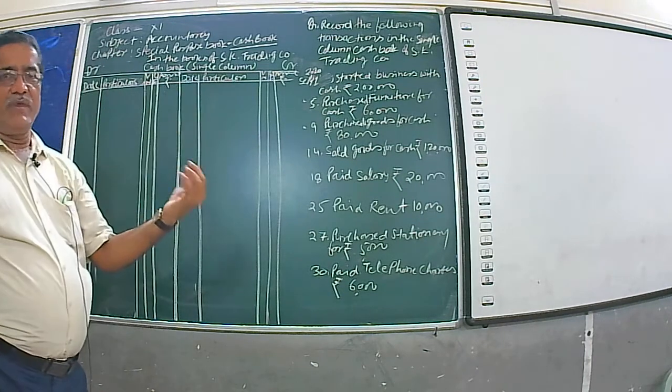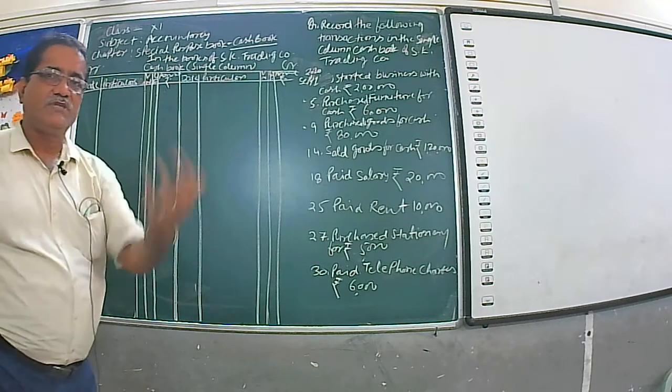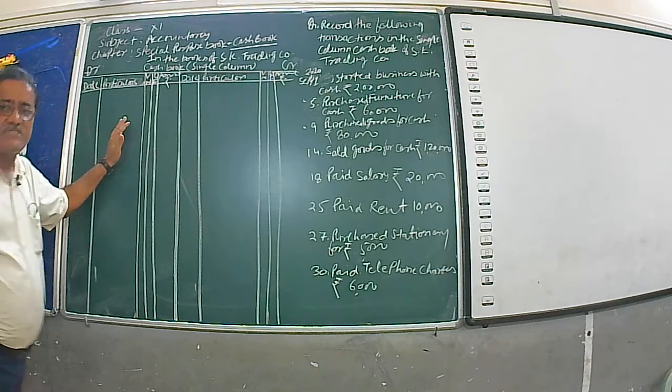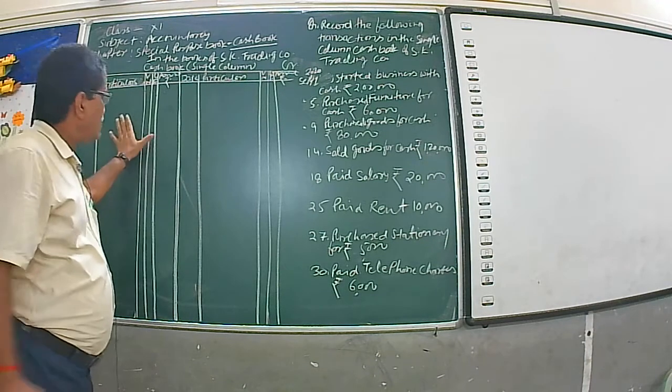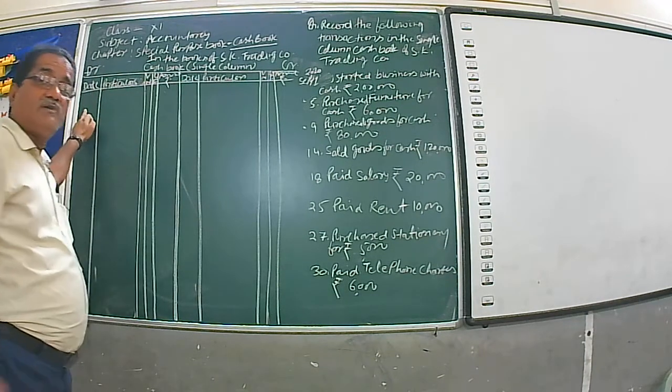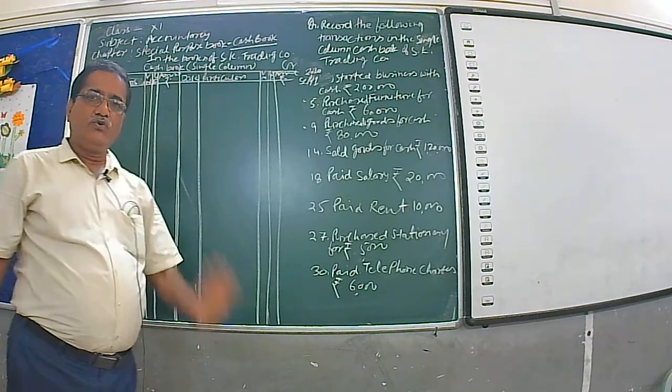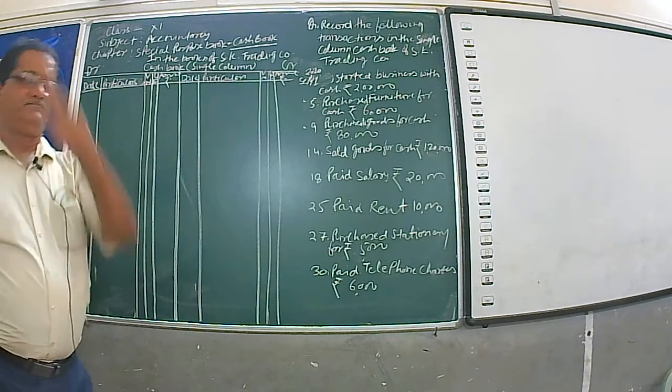And the money that comes into the business through transactions is noted in the debit side. In short, the debit side is the receipt side, and the credit side is the payment side. You will have to pay attention to this one.